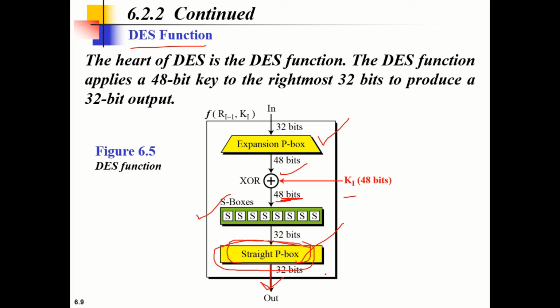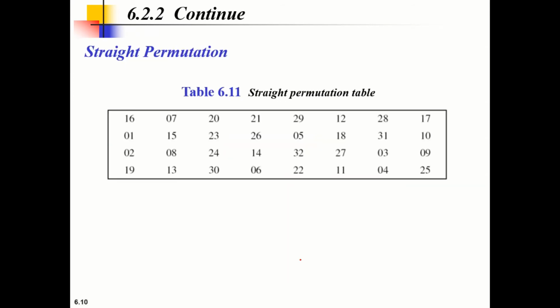So the table which we use for this straight P box will again be using the same rule. The value at any index will tell you about the input, and that index will tell you about the output. So for 7 as input, the output will be 2.